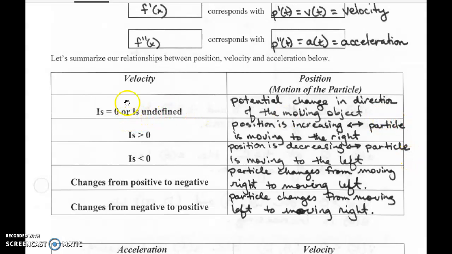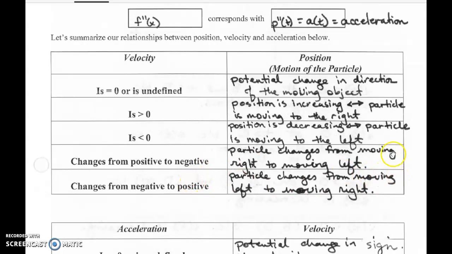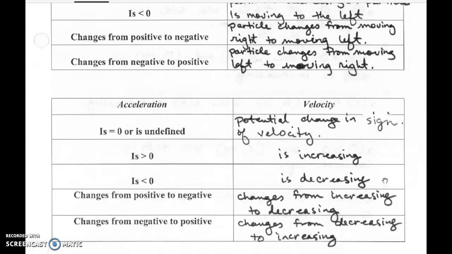So notice all of these things. If the velocity is 0 or undefined, there's a potential change in direction. It doesn't have to, but it's potential. So negative velocity is moving to the left. If the velocity changes from positive to negative, that means the particle moves to the right and then to the left. Changes direction, a good way of saying that. And it's more specific, because if the velocity changes from negative to positive, then the particle will move from the left to the right. And then acceleration, there's a connection between acceleration and velocity.